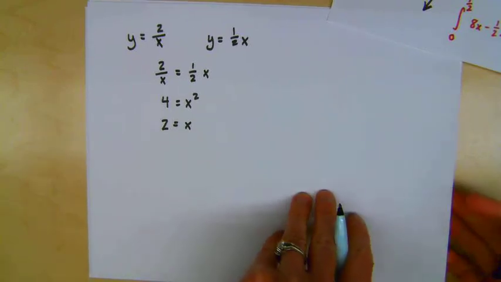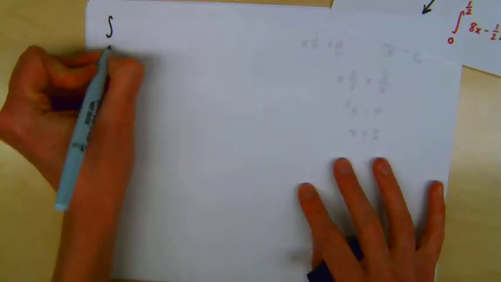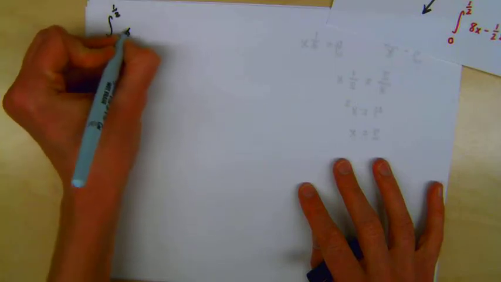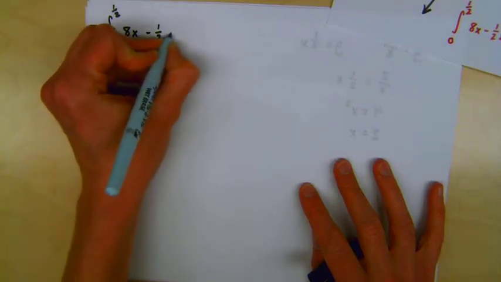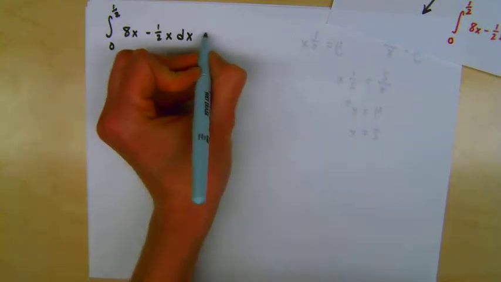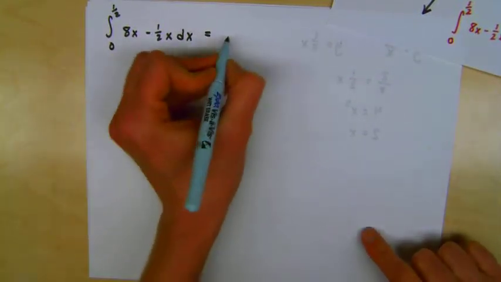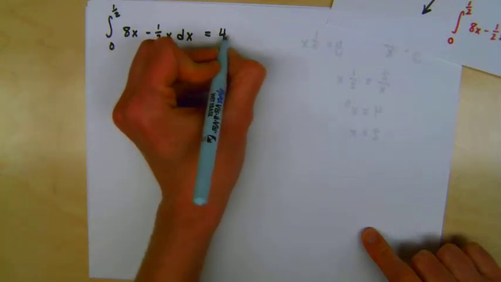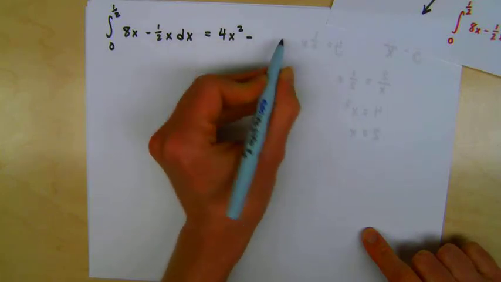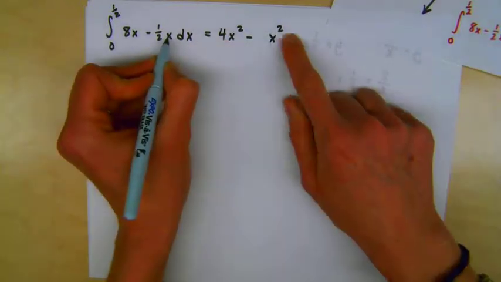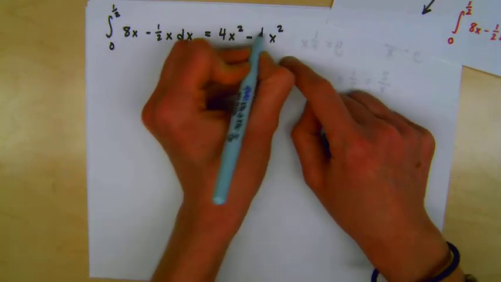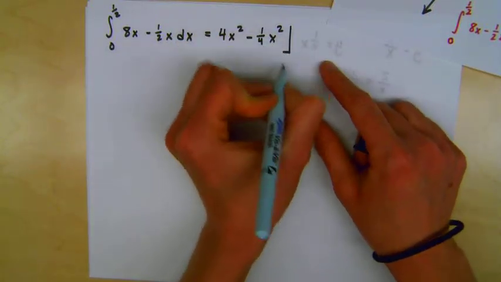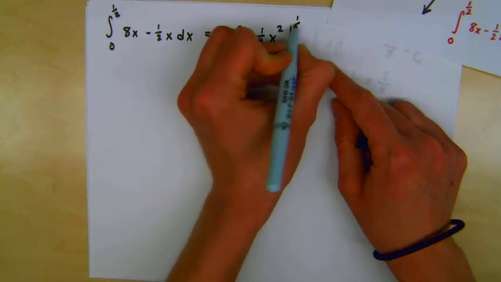I'll start with a fresh sheet of paper. So for our first integral, the integral from 0 to 1/2 of 8x minus 1/2 x dx. This is easy to integrate because both of these are just polynomials, and I'm going to end up with 8 divided by 2 is 4x squared minus, I'm going to raise the x to the squared power and divide by 2. That makes it minus 1/4 x squared, evaluated as x goes from 0 to 1/2.